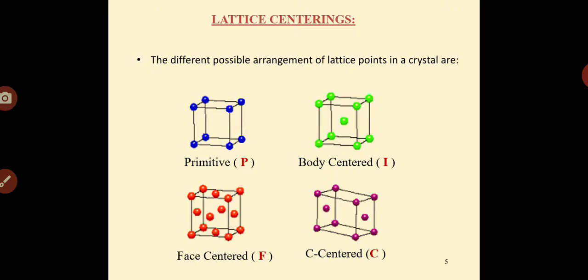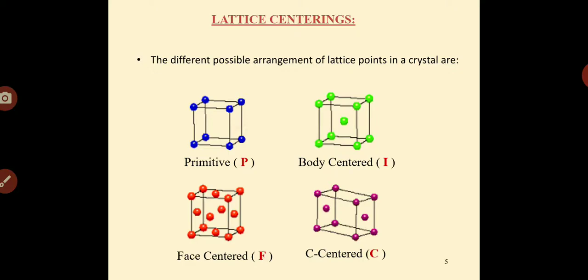Another one is face-centered, FCC. Here you can see lattice points at the corners as well as at the face centers. Another one is C-centered. Here you can see for a cube, atoms or lattice points are attached at the corners as well as two opposite faces.